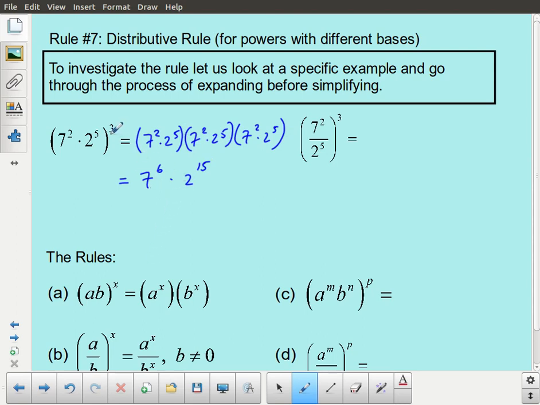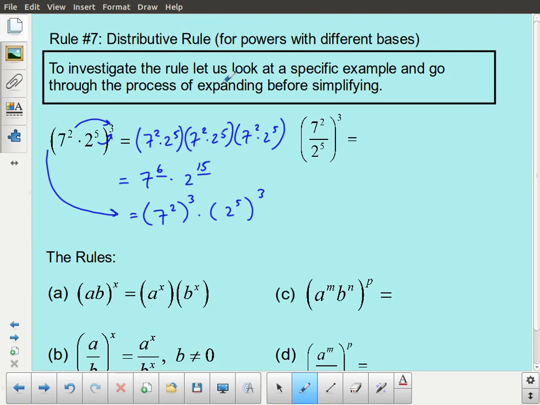Now let's go back and take a look at what we had here. We know that there is a rule about multiplying when you have an exponent to an exponent. So take a look at the results we have here. 2 times 3 gives me 6. 5 times 3 gives me 15. So I actually could have gone from here to an answer of 7 squared to the 3 times 2 to the 5 to the 3.